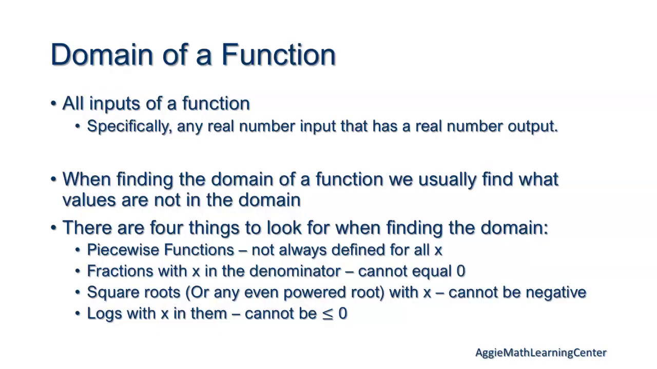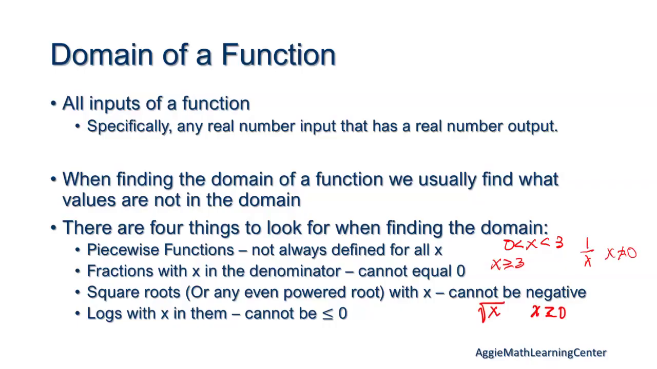So four things to look at are piecewise functions. Those will usually say from 0 to 3 you'll have this function, and then x greater than or equal to 3, you'll have another function. Those are piecewise functions, so they'll have the domain set for each function. And then you have fractions with x in the denominator. Anytime you have 1 over x, x can't equal 0, or else it's undefined. Square roots can't be negative. So if you have the square root of x, x has to be greater than or equal to 0.